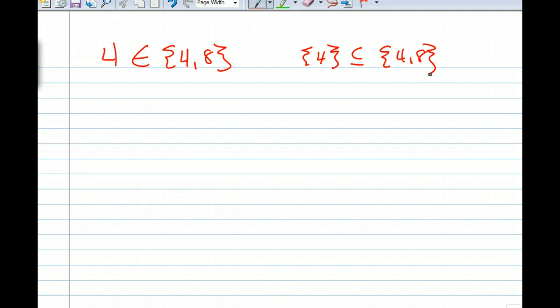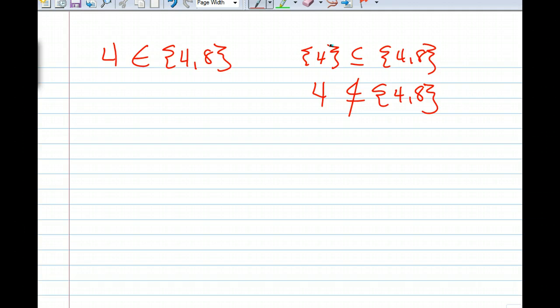This one reads: the set of 4 is a subset of 4 and 8. Okay? Now, you're going to be looking at ones like this in your homework. Do know that this is different, because 4 itself, without the brackets on it, is not a set. So it can't be a subset. Okay? So we can't do that. But the other two are true.